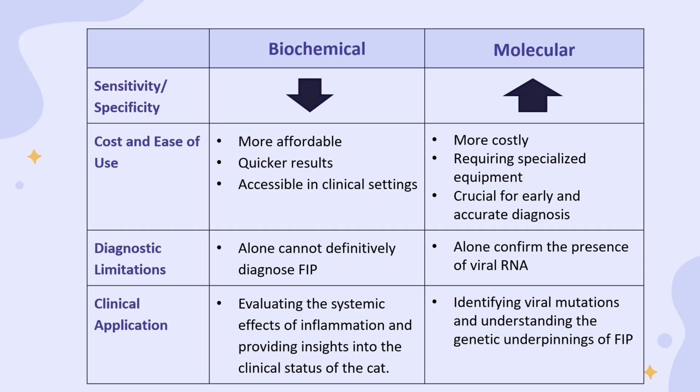Molecular methods, on the other hand, confirm the presence of viral RNA, but do not directly evaluate the clinical severity or progression of the disease. Hence, the combination of both molecular and biochemical methods is necessary for a comprehensive diagnosis. Molecular techniques play a critical role in identifying viral mutations and understanding the genetic underpinnings of FIP. Biochemical methods, meanwhile, are essential for evaluating the systemic effects of inflammation and providing insight into the clinical status of the cat.